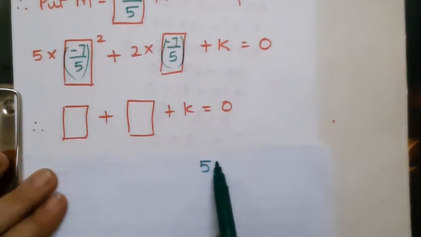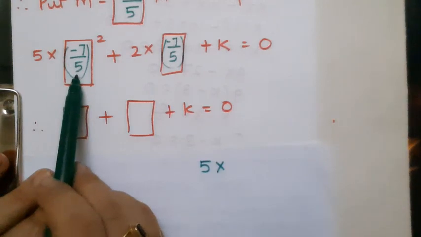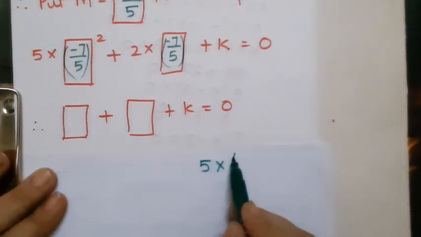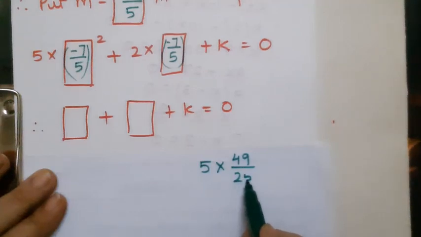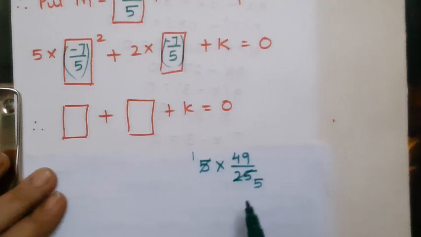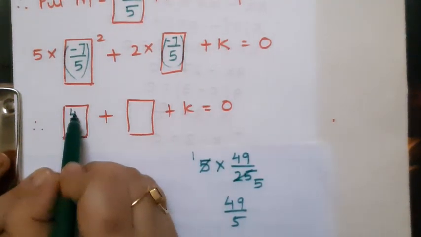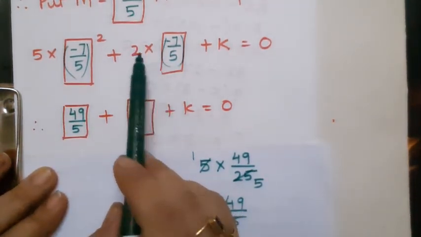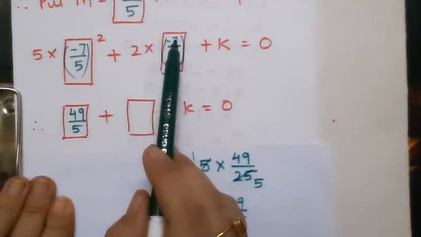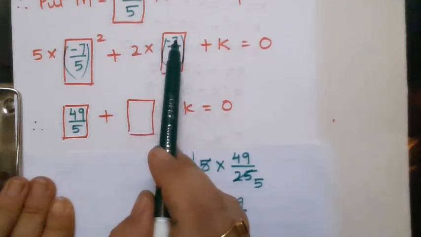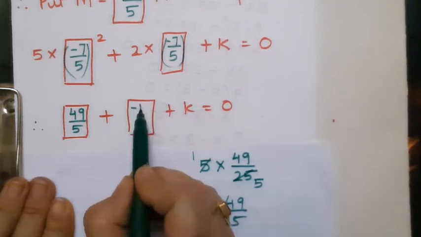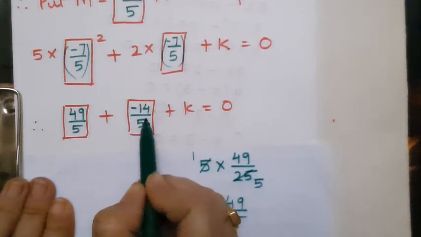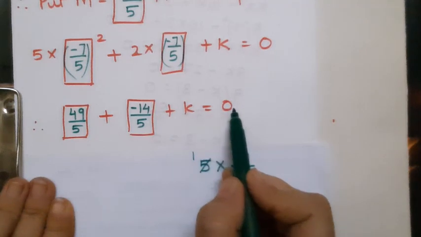So we get 5 into minus 7 upon 5 the whole square, which will be 49 upon 25. So this we can cancel. 5 ones are 5, 5 fives are 25. So we get 49 upon 5. So this we can write in the first box, 49 upon 5. In the second box here we cannot cancel anything. So what we will do, straight away, we will multiply 2 with minus 7. We will get minus 14 upon 5 plus k equals 0.